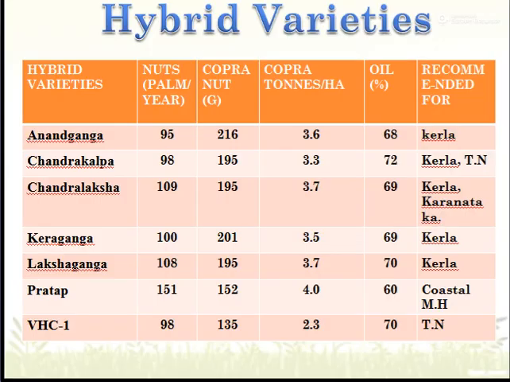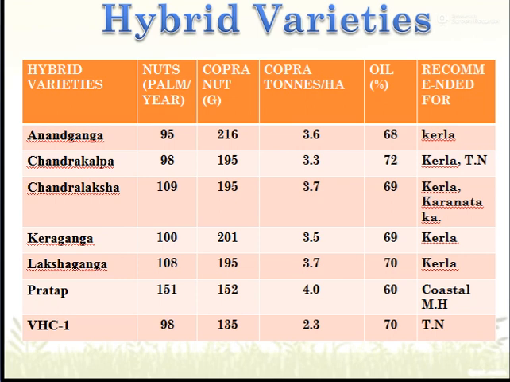After that, some of the hybrids are also available in coconut. The first is Anand Ganga, then Chandrakalpa, Chandralaksha, Kera Ganga, Laksha Ganga, Pratap and VHC1. The Anand Ganga is mostly recommended for the Kerala region. It contains about 68% of oil and 95 nuts per palm per year.